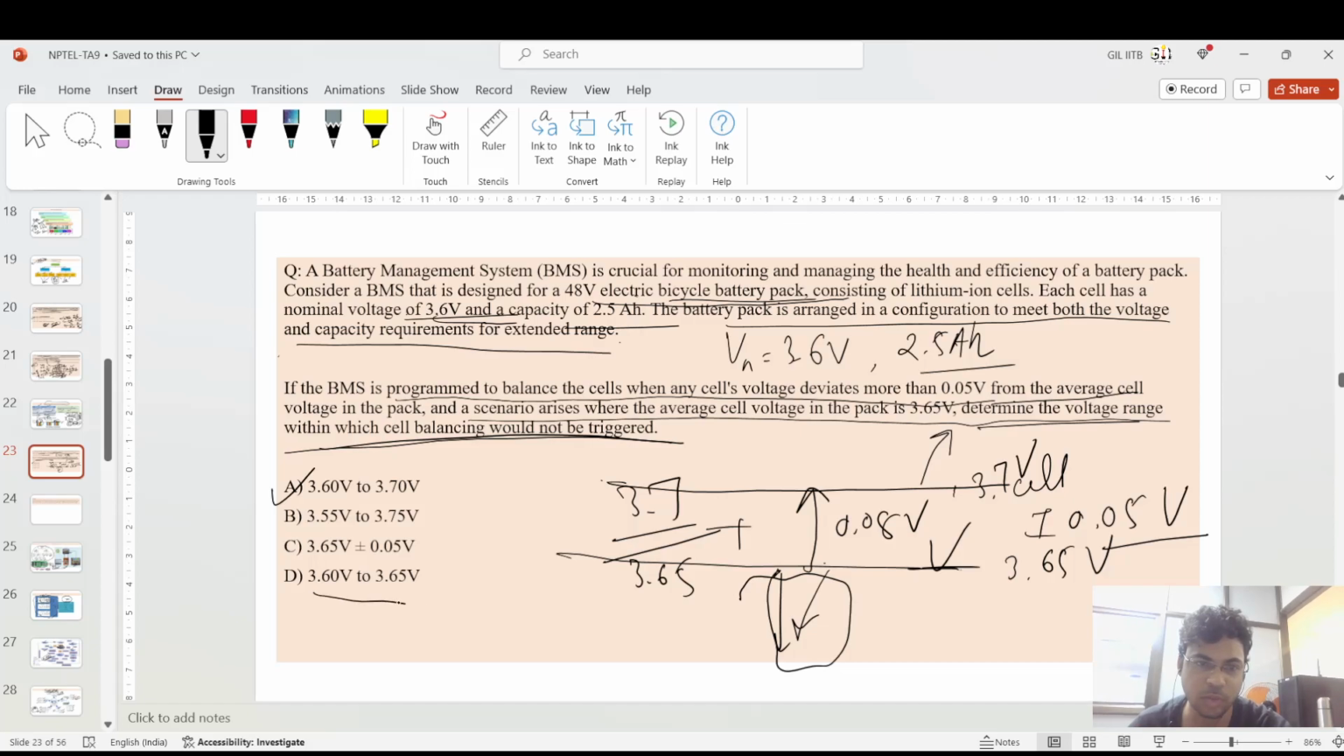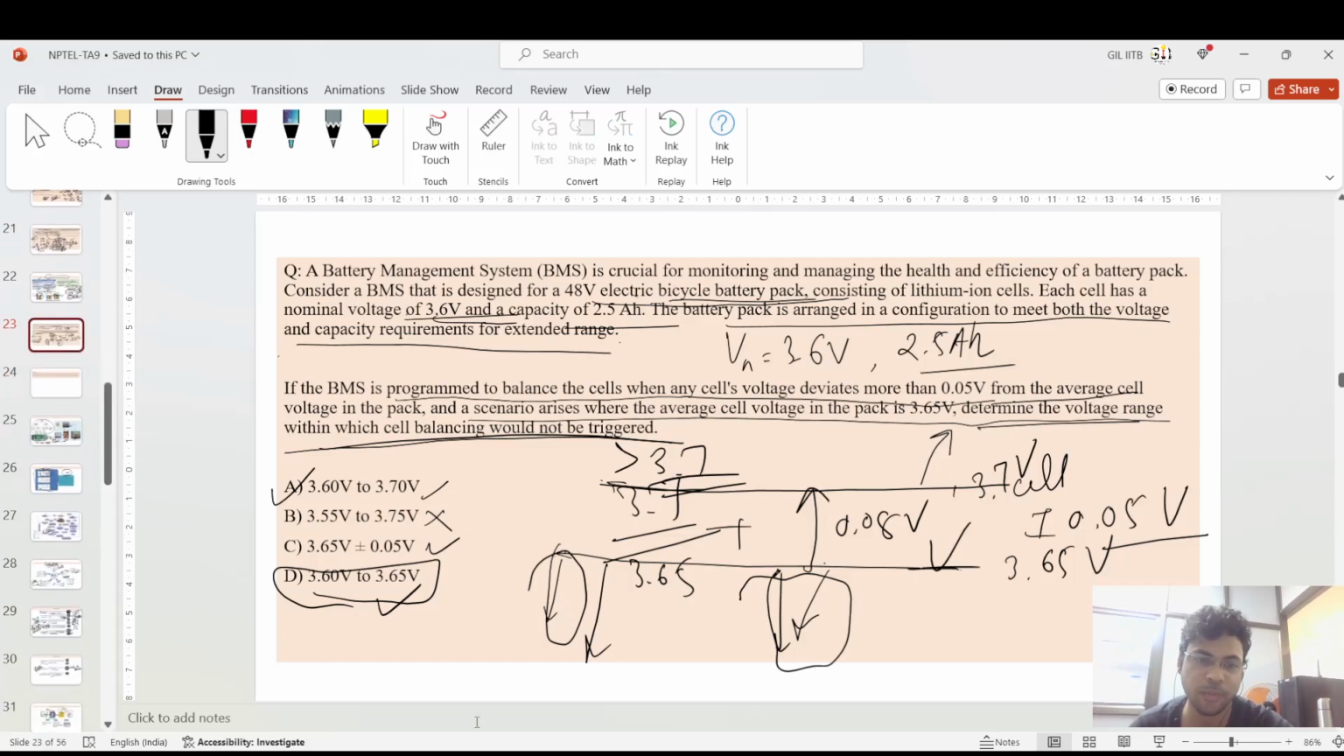This is it, from 3.65 volt to 3.7 volt. So what other options come into the picture? The 3.6 to 3.65 option, because for the lower section, less than 3.65, nothing is being told. So this option can also come into the picture, and 3.6 to 3.7 also comes into the picture because above 3.7 volt it will operate. So this option is wrong, and option C can also be valid because the lower section below 3.65 volt is not mentioned. This is a problem in the question itself.